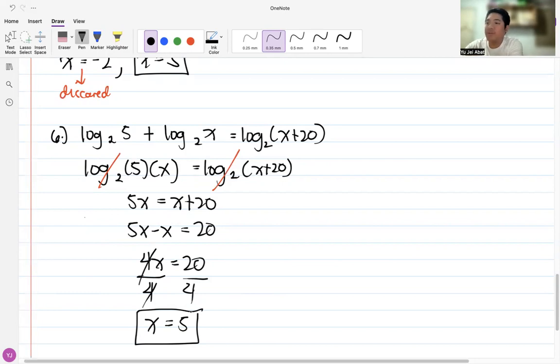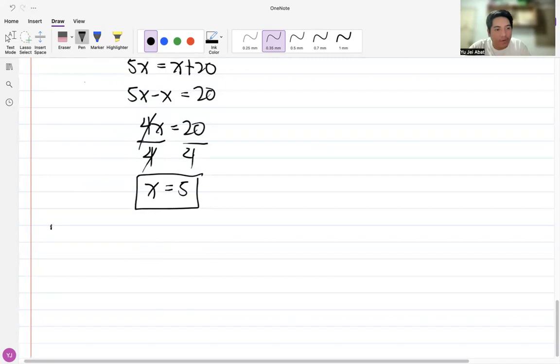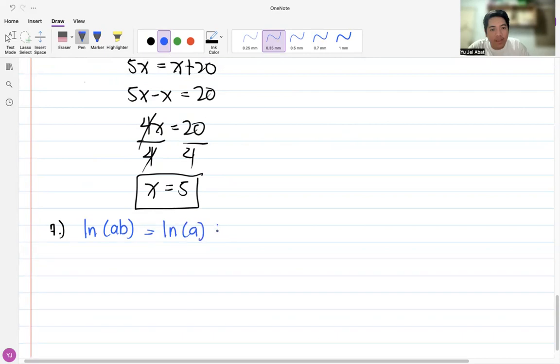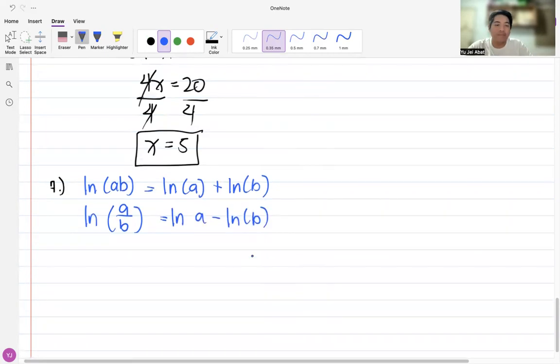And of course, if we are going to do it on the ln side, for example the natural logarithm, take note that in natural logarithm we still have the same properties. You have ln of a plus ln of b if we have multiplied, and ln of a over b becomes ln of a minus ln of b. So still the same natural logarithm. And if we have ln of e, that means it's equal to 1.